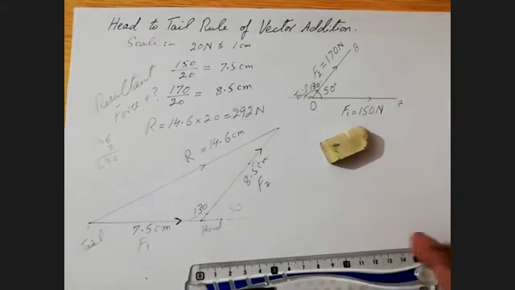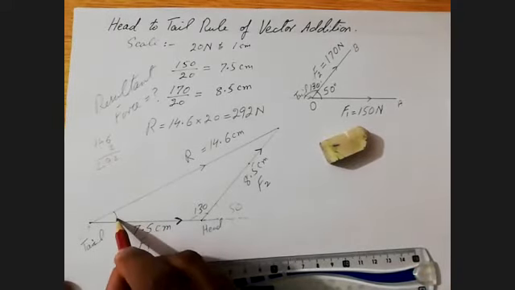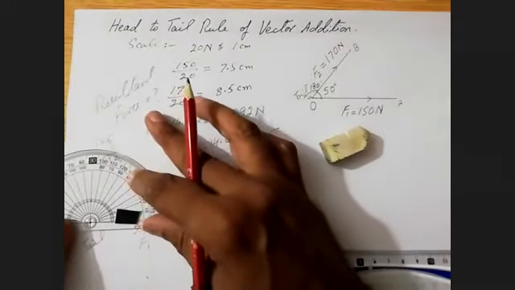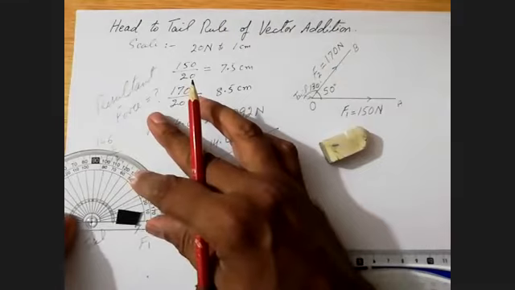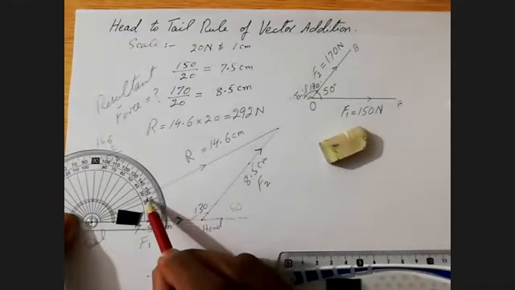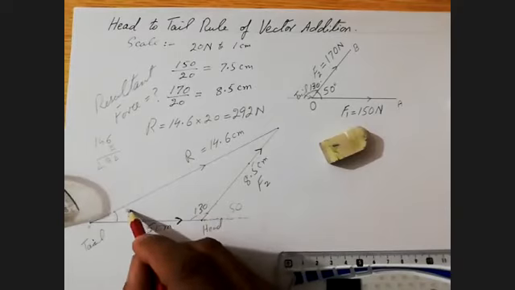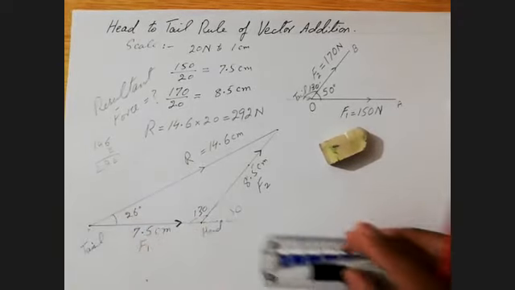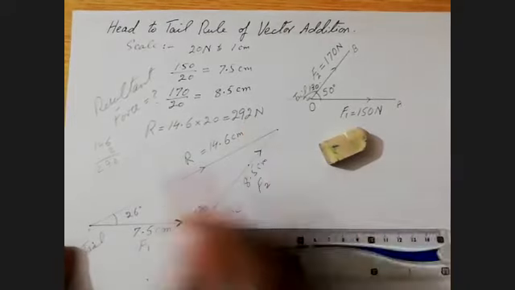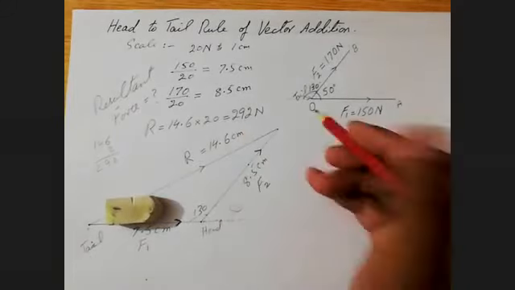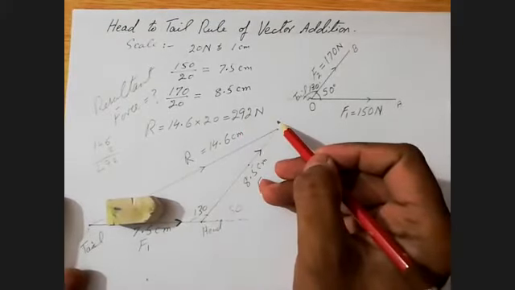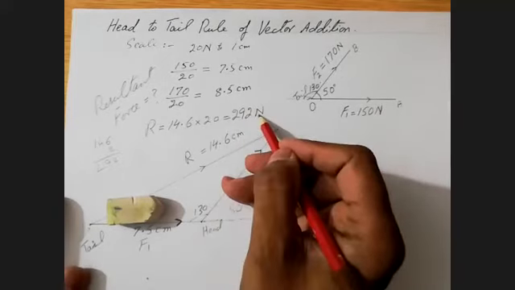Now in the examination, if you are going to describe the direction, then you can measure this angle. So I am going to measure this angle with the help of a protractor. I found this angle is 26 degrees. This angle is 26 degrees. So my complete answer will be that the resultant is 292 Newton, because I told you in vectors you also have to mention the direction.